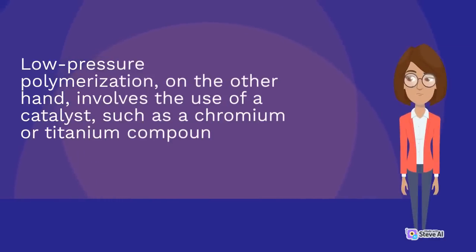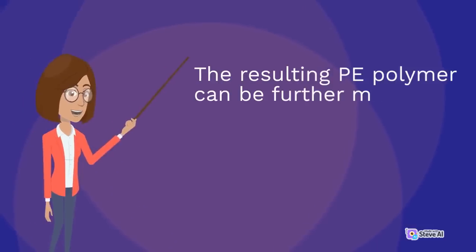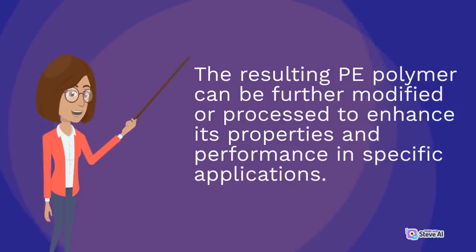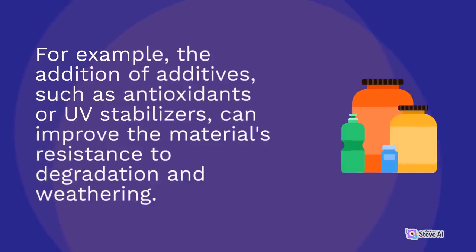Low-pressure polymerization, on the other hand, involves the use of a catalyst, such as a chromium or titanium compound, to polymerize the ethylene monomers at low pressure and temperature. The resulting polymer can be further modified or processed to enhance its properties and performance in specific applications. For example, the addition of additives, such as antioxidants or UV stabilizers, can improve the material's resistance to degradation and weathering.